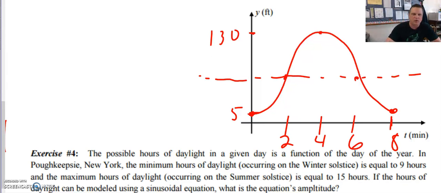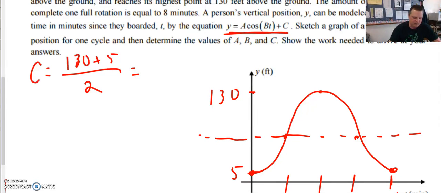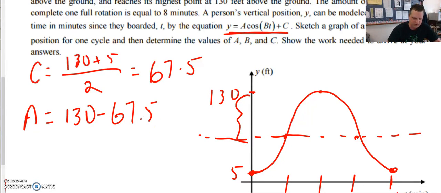Now you want to find all your values. The first one I would start with is C. So C is 130 plus 5, divided by 2, because that is your midline. I did 130 plus 5 divided by 2, and I got 67.5. That's your C. Now to find your A, you can do 130 minus 67.5 because you want to find this distance right here, which is 62.5. And it would work the same if you did 67.5 minus 5 and got your 62.5.